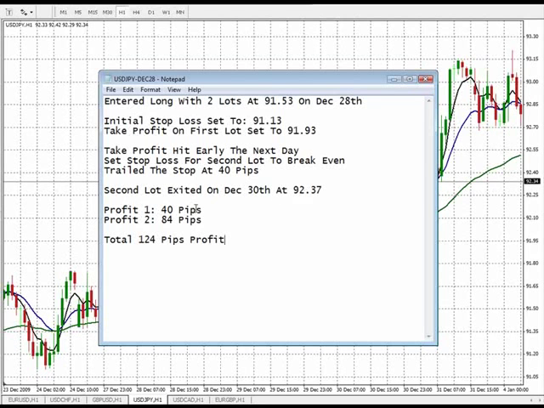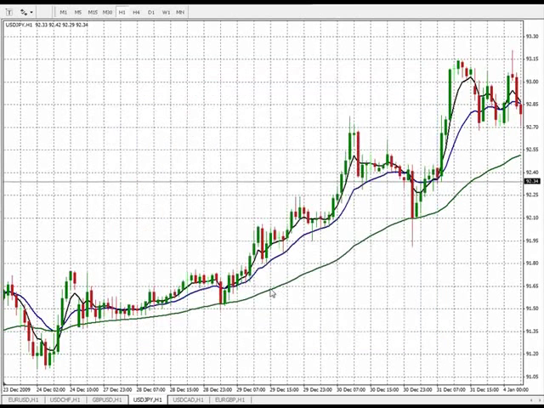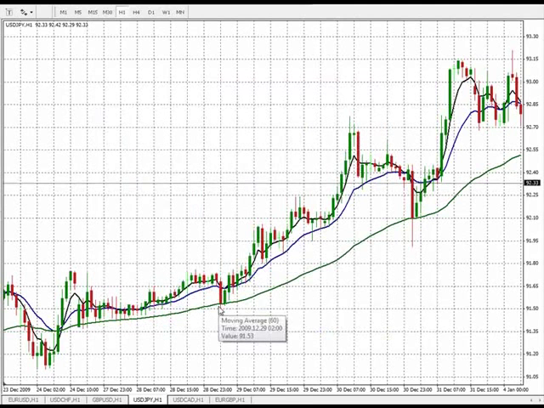So we have 40 pips profit on the first lot and 84 pips profit on the second lot for a total of 120 pips profit. And this trade took about 2 days. Started on the 28th of December and exited here on the 30th of December.